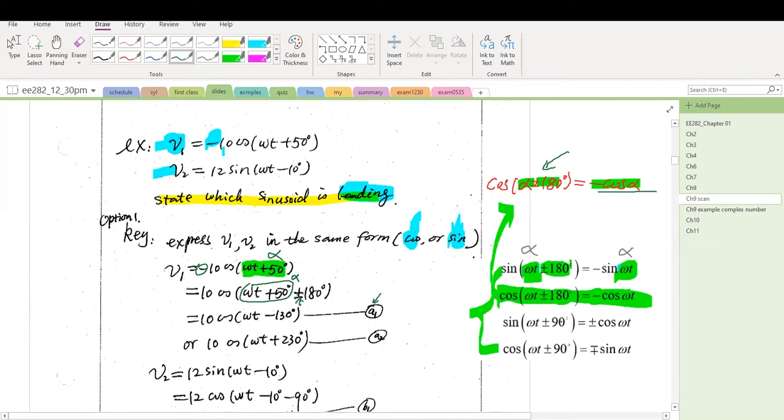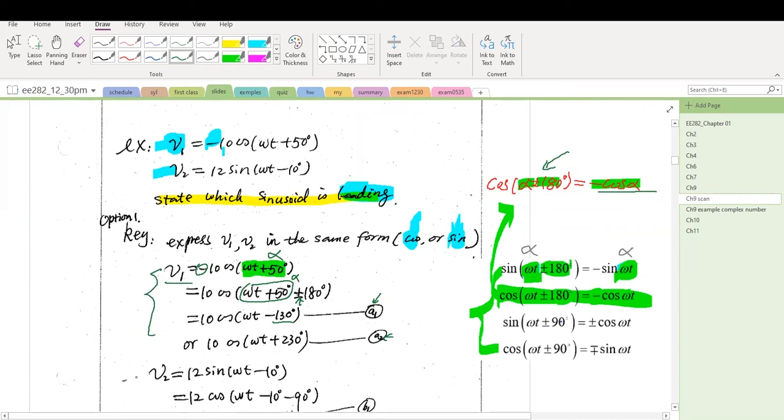The first case, we look at the minus sign here. This will be omega t minus 130 degree. And then the second option is plus 180 degree. That will be omega t plus 230 degree. So we finish expressing V1 into the format of cosine.